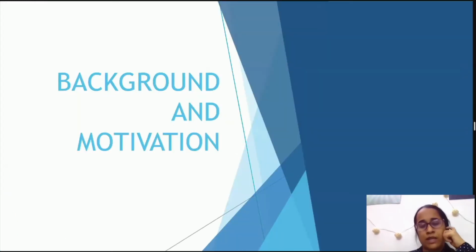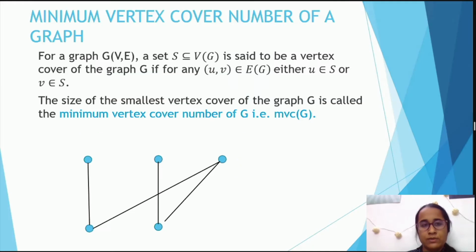Now I will give some background information about this problem. So we are all familiar with the minimum vertex cover number of a graph. For a graph G, a set S is said to be a vertex cover if for any edge UV in E of G, either U belongs to S or V belongs to S. And the size of the smallest vertex cover of the graph is called the minimum vertex cover number of graph G. That is the MVC of G. And in this particular graph, we can see by this example that the MVC of G is 2.